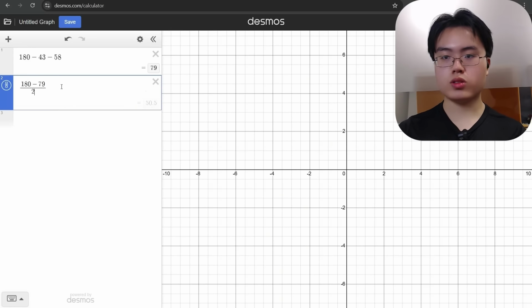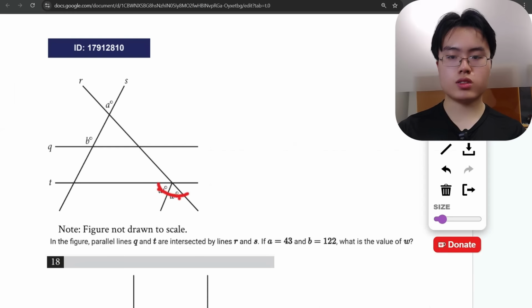101 divided by 2 is just 50.5. So we know then that W equals 50.5. Hopefully that makes sense, and these questions become really easy as you do more of these. But again, the general strategy is get triangles and then take advantage of the triangles.